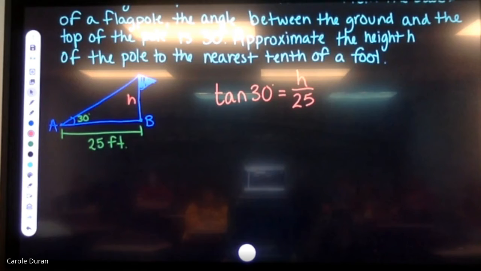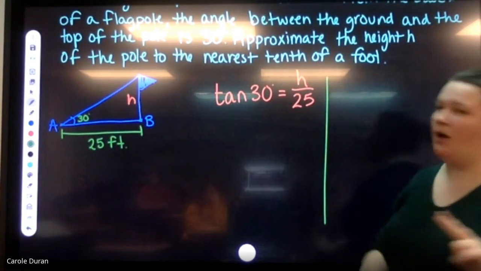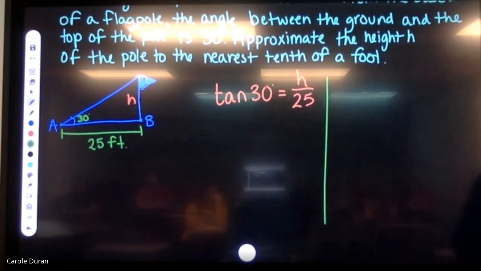Right? We're all okay with that. So from here, there are two ways to solve it. I'm going to draw a line so that I can show you the two ways. The first way we're going to solve it is using exact values, those values we just figured out from our special right triangles.